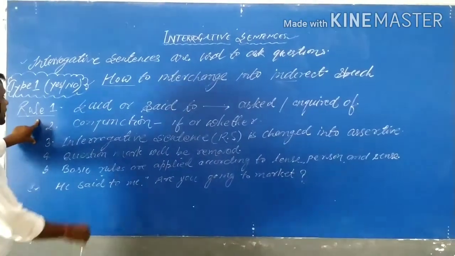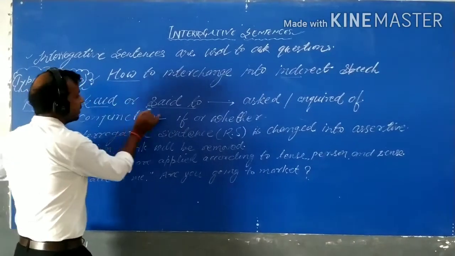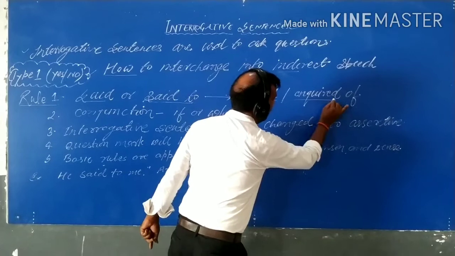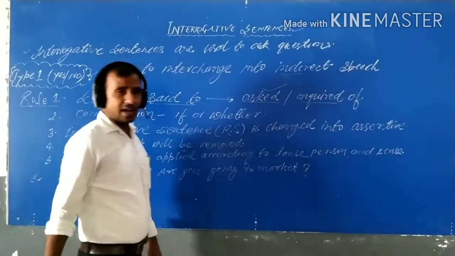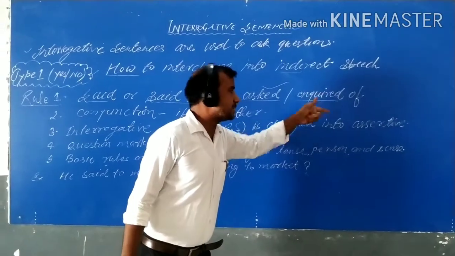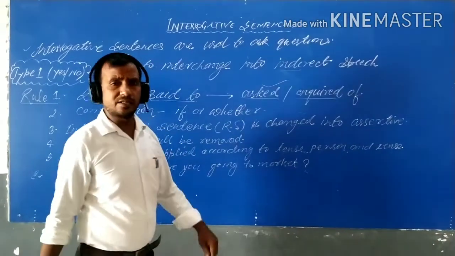The rule is given that say or say to can be changed into asked or inquired of. Usually we will use asked, but here in one sentence it is inquired of. You can change into inquired of also, but this is easy, so we can change into asked.